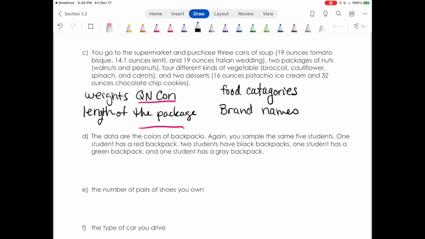Okay, for the length of the package, same thing. We're measuring that, so it's a quantitative variable. But because you could have an infinite number of lengths, then I'm going to write this down as continuous.